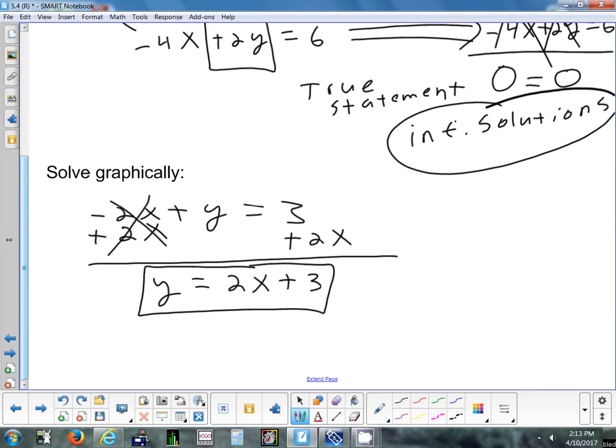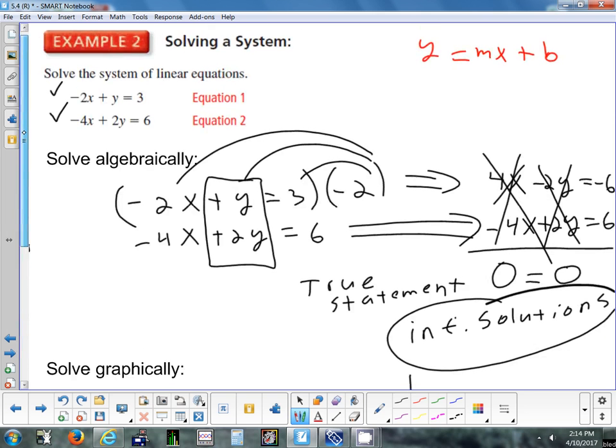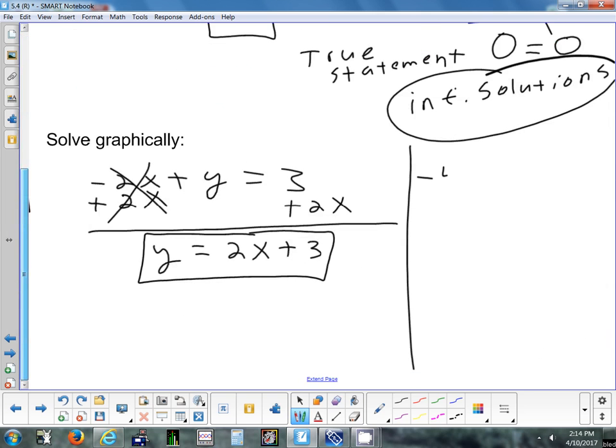Now, when I rearrange the second equation, what am I expecting to get for the answer? Since it's an infinite solution, we should already know what the answer is going to be. The same thing. I should get the exact same thing again. So it's negative 4x plus 2y equals 6. What's my first step here to get y by itself?